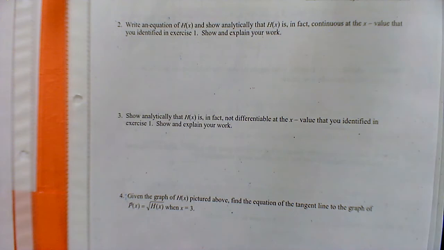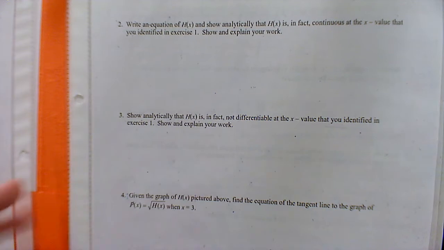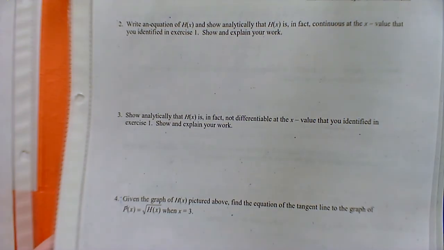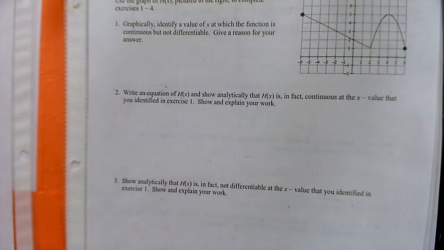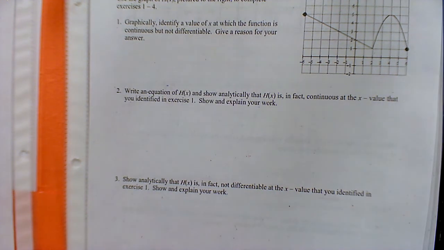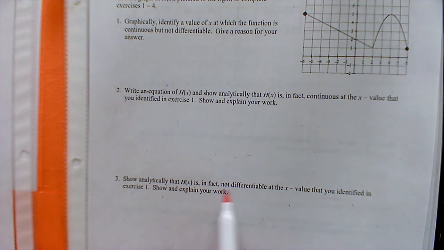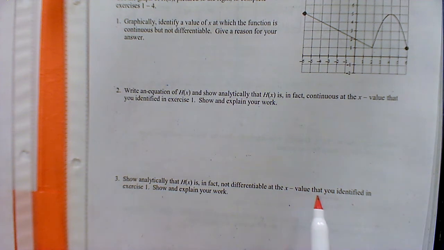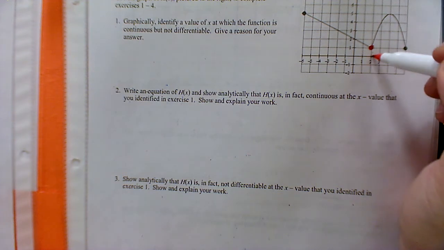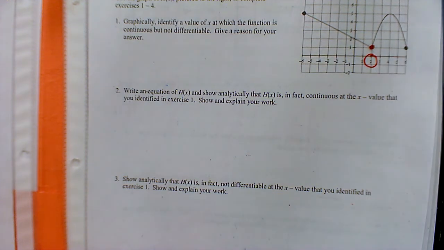Show analytically, which means by hand using algebra work, that h of x is in fact not differentiable at the x value that you identified in exercise 1. Show and explain your work. When we did 1 yesterday together, we said -6, 2, and 6 were the points. Let's go ahead and assume they're referring to the 2, the sharp point one. That's kind of a big one.